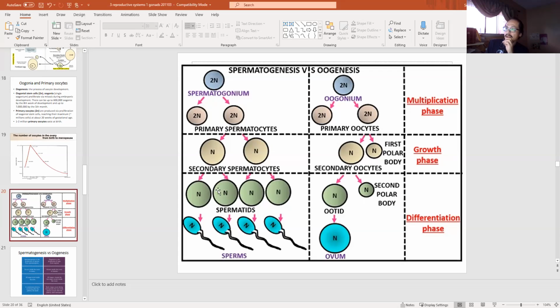When they grow, they further conduct this meiosis. One will produce four daughter cells, and these will further differentiate into the functional gametes. It could be the sperm, it could be the ovum.